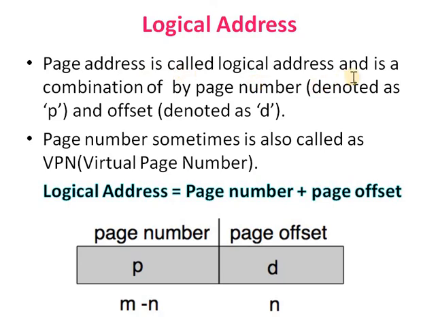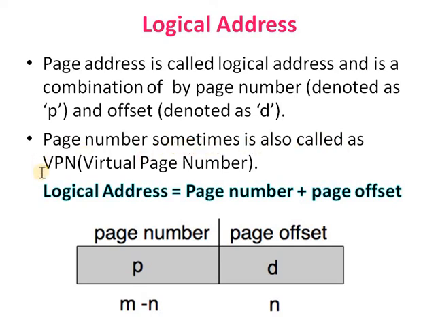Here are some formulas for calculating the number of frames and number of pages available in memory. How to find the number of frames available in memory? Physical address space divided by the frame size. And how to find the number of pages in the logical memory? Total logical address space divided by the page size. These are the formulas for calculating the frames and pages available in the memory.